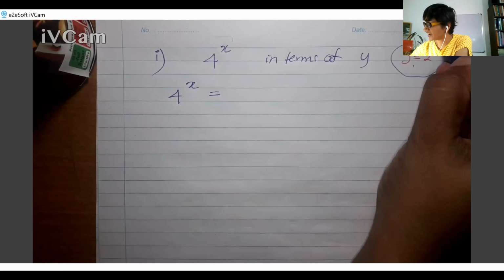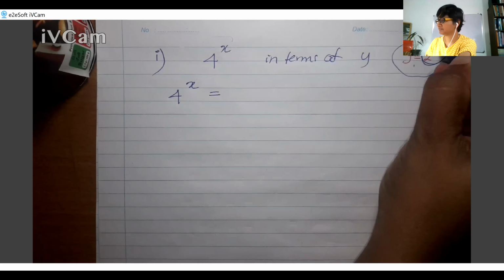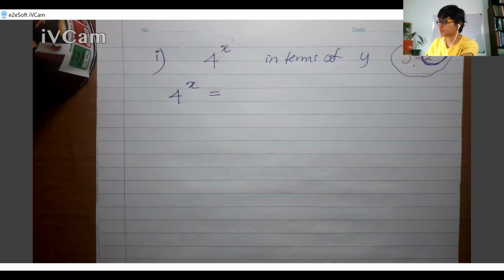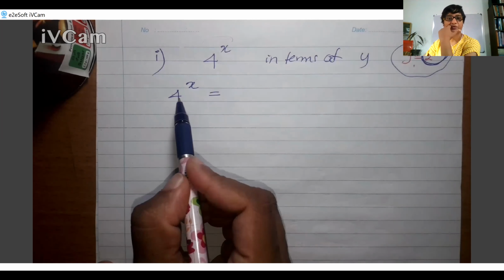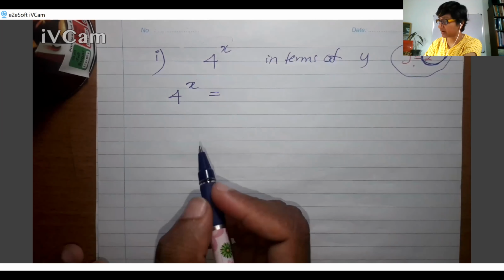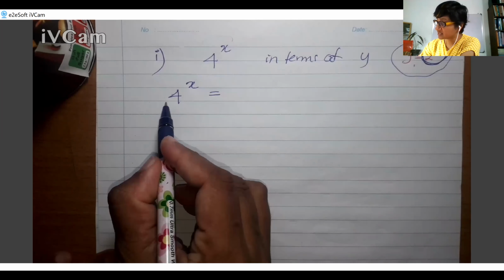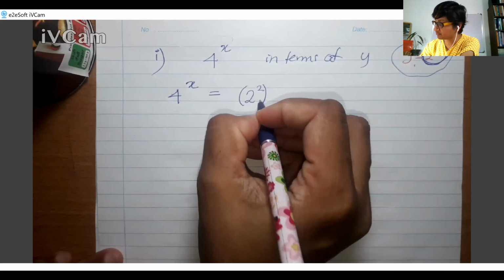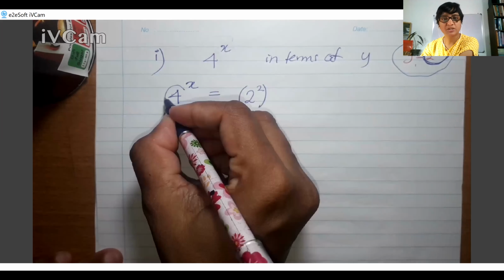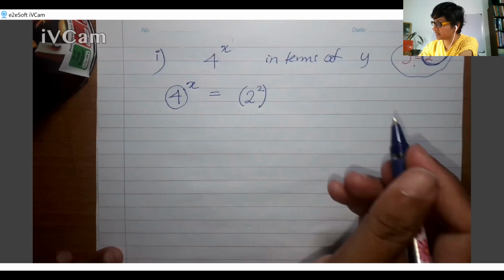This is y. Okay, so you have to embed 2 to the power of x here. What can you do? You can write 4. You can write 4 as 2 to the power of 2. That is 4. Okay, I wrote 4 as 2 to the power of 2. And then here's my x outside.